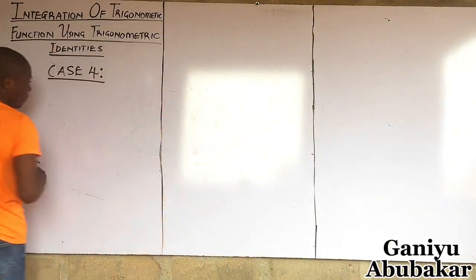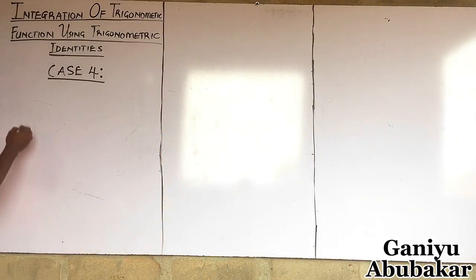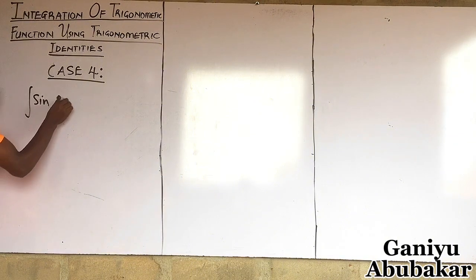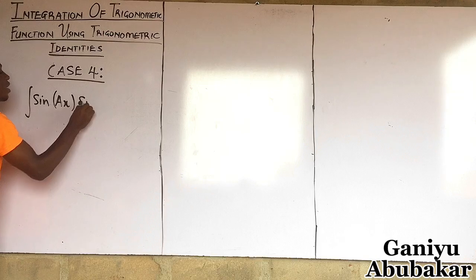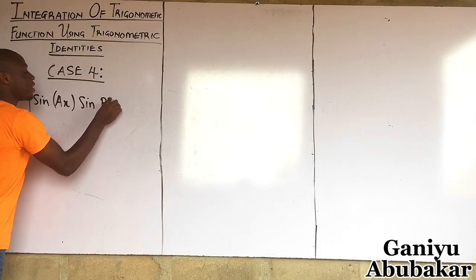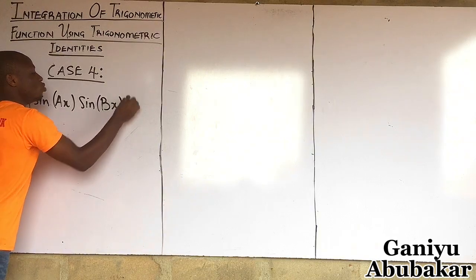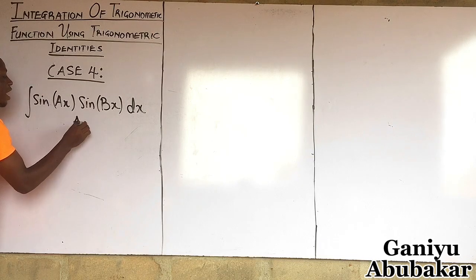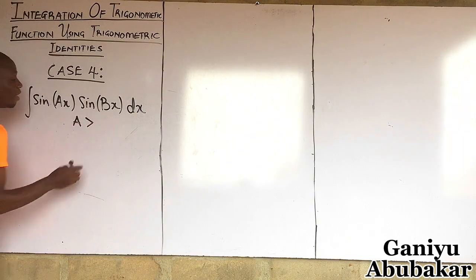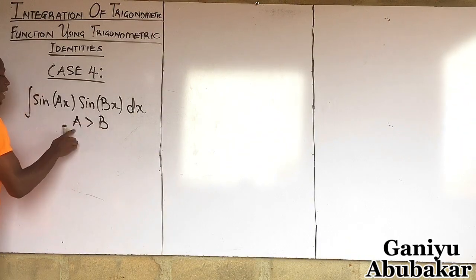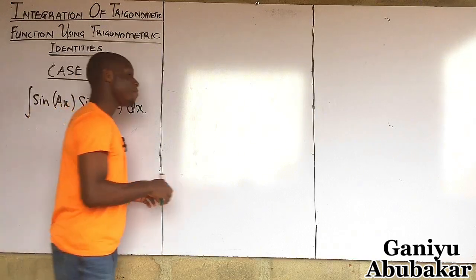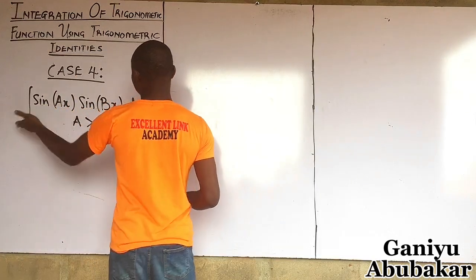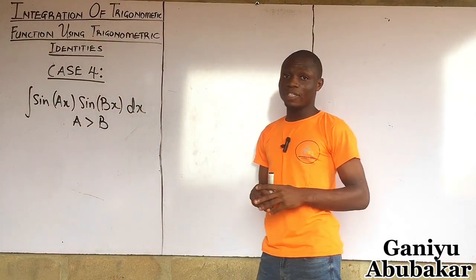So your first task here is that if I have an integral of sine ax and sine bx with respect to x, such that a has a larger value than b, that is, a is greater than b. If I have an integration of something of this nature, how do I go about it?